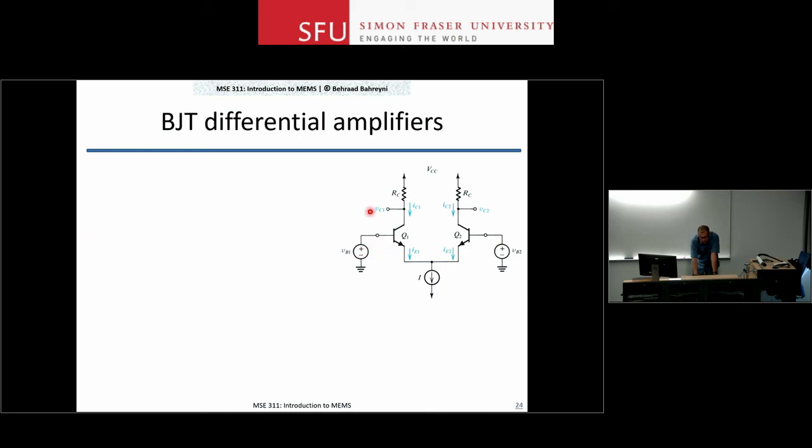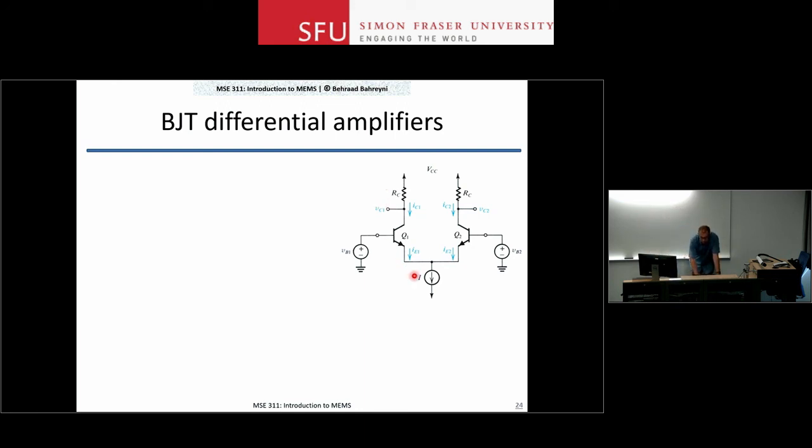You can see that if this voltage goes up, well, I have an increase in VBE here. I take a larger portion of the current here. This voltage here will go down, and this voltage here will go up. Same thing here. If this goes up, then this voltage will go down, and this voltage will go up. The symmetry, remember that we mentioned everything is symmetric.